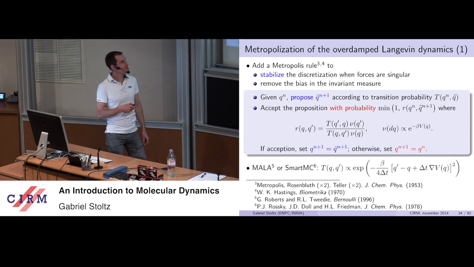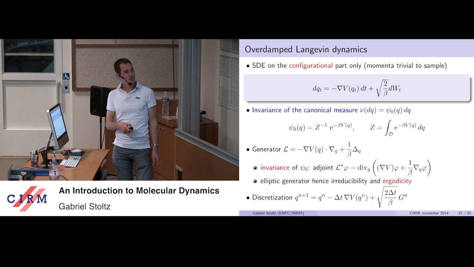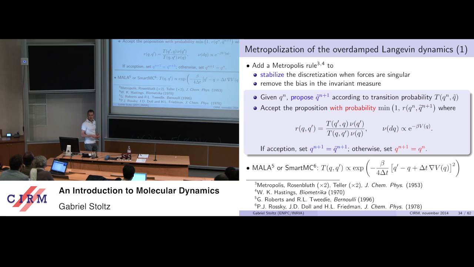So this is what this slide was about, but probably I'll just skip it. And I'll just advertise the fact that if you want to remove bias, so systematic errors related to the incorrectness of the invariant measure, you can use a Metropolis procedure, which in a nutshell is simply accepting the new positions Q_{n+1} according to some probabilistic rule. And by doing that, you can correct for biases. By doing that, you automatically ensure that exponential minus beta V is the unique invariant measure for your Markov chain.